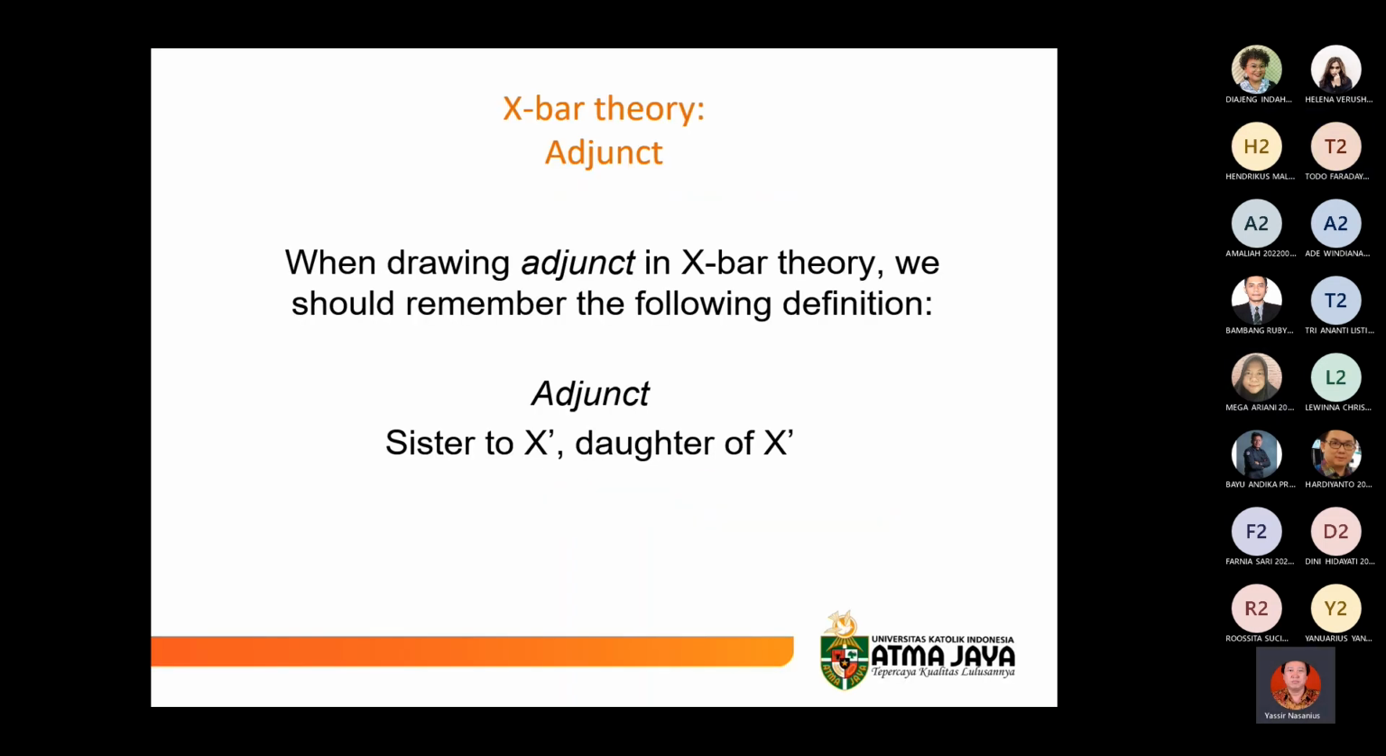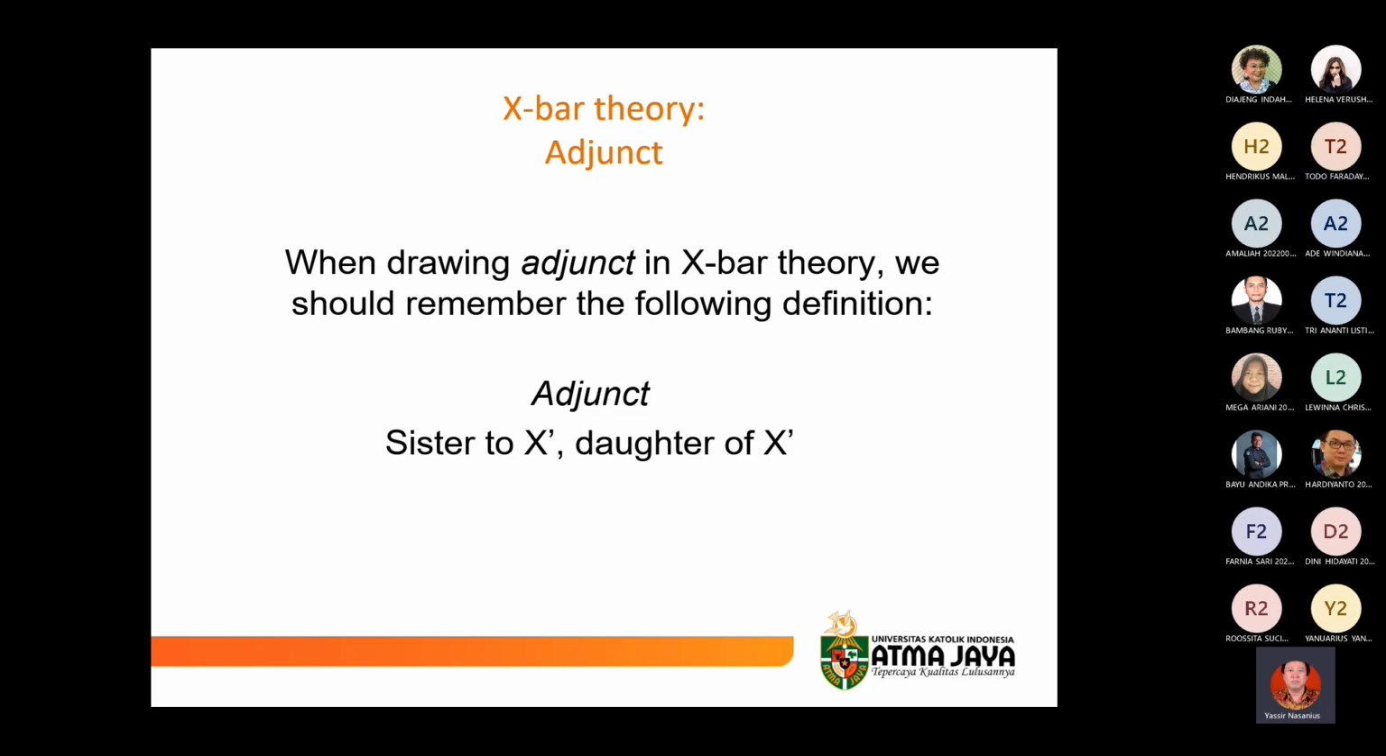Let me now move on to the other concept, adjunct. Adjunct is different from complement. Adjunct is basically additional information. Without it, the phrases will be complete. It's different from complement. If you don't have a complement, your phrases will not be complete. But adjuncts are basically additional information in phrases. Now, how do you draw adjunct?